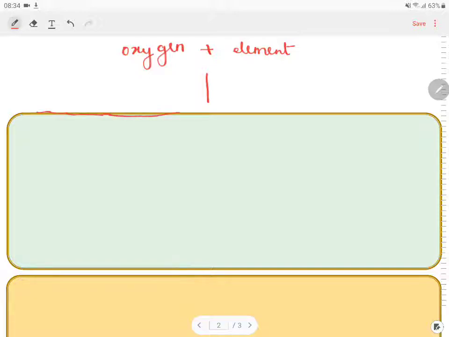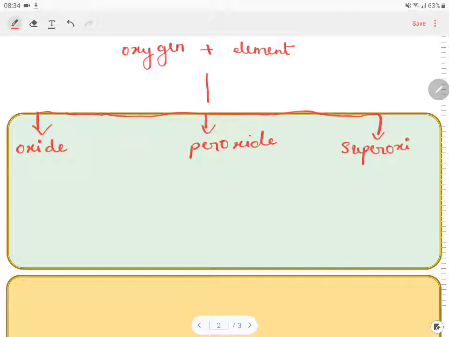Let us name them. First, it can be an oxide, it can be a peroxide like hydrogen peroxide, and the third one is superoxide. What's the difference?